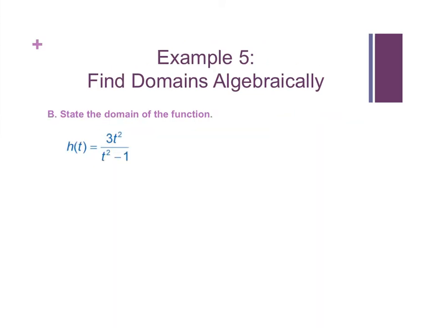In example B, we want to find domains algebraically, and we are going to state the domain of the function. This time we have the function h of t equals 3t squared divided by t squared minus 1. Now, in this example, we have a fraction rather than a radical or a square root. And one thing you always have to worry about with fractions is dividing by 0. We never want the denominator to equal 0.